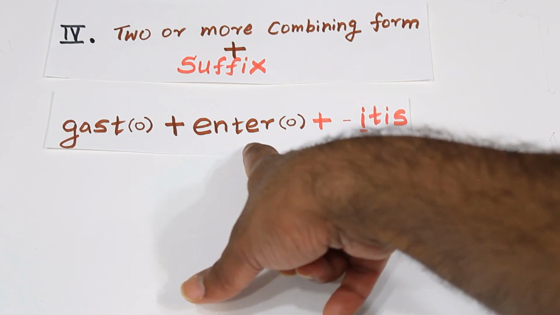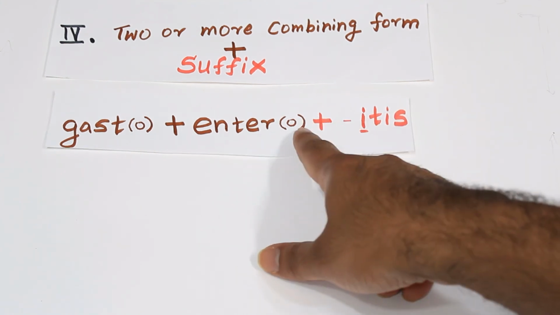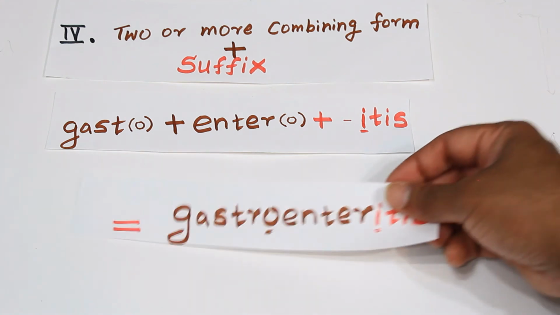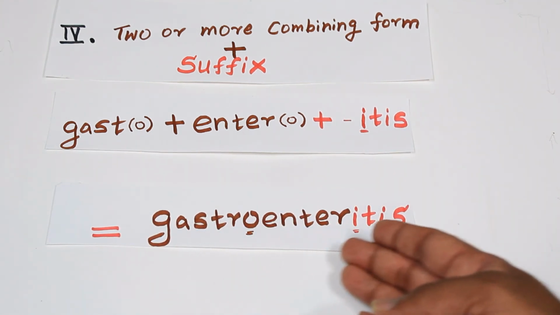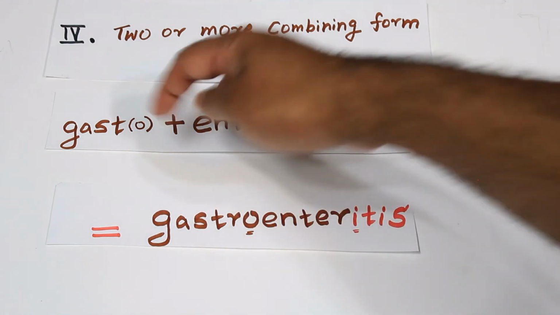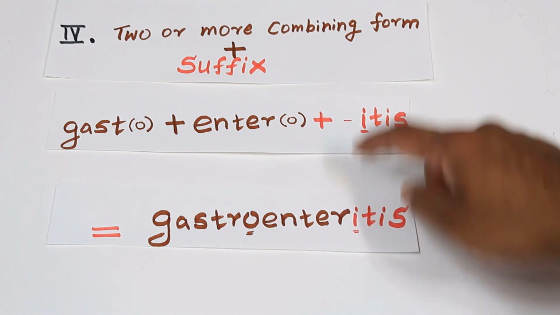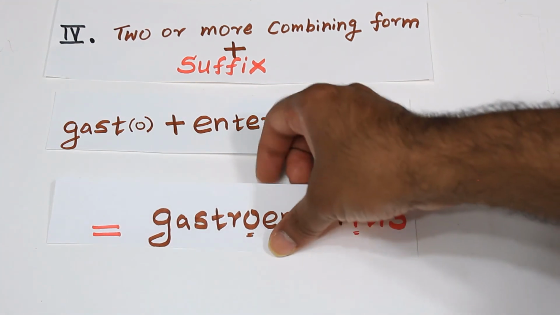But here, combining form and suffix, this combining vowel is going to be kicked out. Okay, the final answer is going to be gastroenteritis. This is remaining, this is kicked out, nothing here, this is remaining. We end up with gastroenteritis. Okay, that's all about section 1 out of 2 sections.